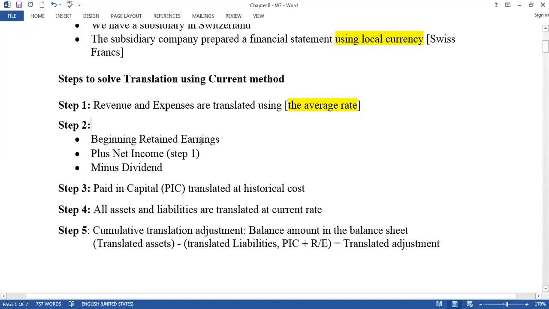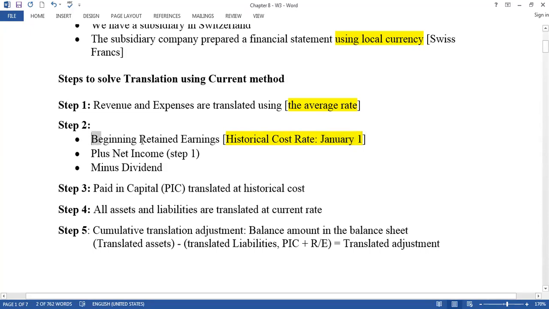Then step two, beginning retained earnings. And here, we are going to translate our beginning retained earnings, and we use the historical cost rate. So how to understand what a historical cost rate is? For example, January 1st, the rate given on January 1st is called the historical cost rate. So the question may not tell you this is the historical cost rate. The question may give you one exchange rate based on January 1st. Okay, so the January 1st rate is called the historical cost rate.